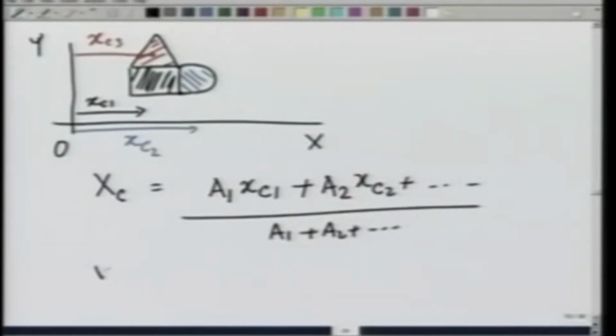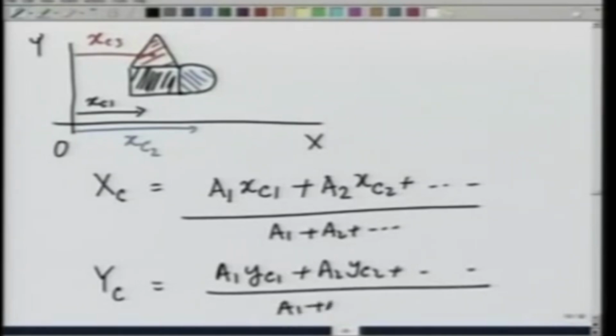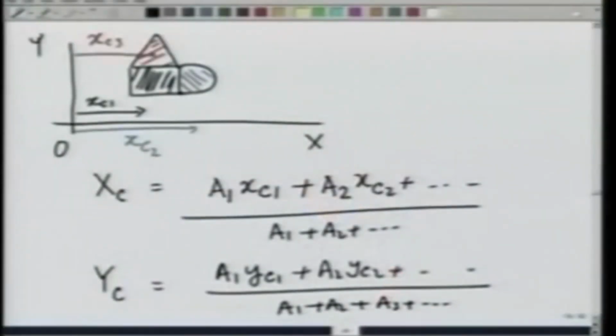Similarly, y c for the total area is going to be a 1 times y c 1 plus a 2 times y c 2 plus so on, divided by a 1 plus a 2 plus a 3 and so on. This comes in handy when we know several areas that are joined together and I know the formula for the different areas, but wish to calculate the centroid for the joint area. Let us do a couple of examples using this. I leave the simple proof of this for you to do.